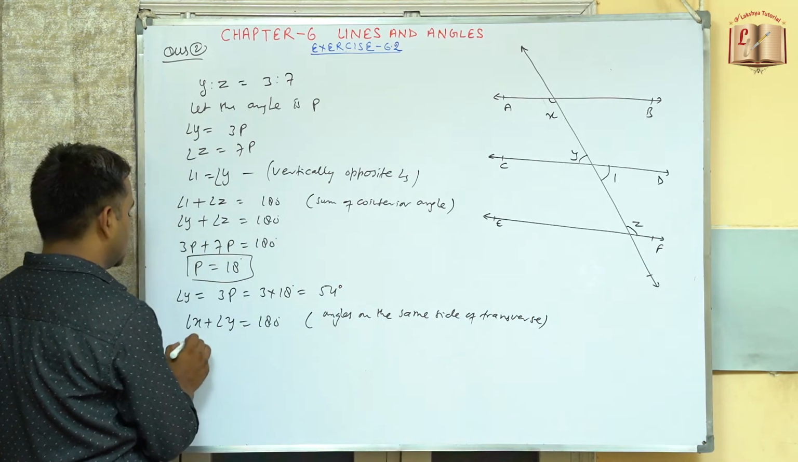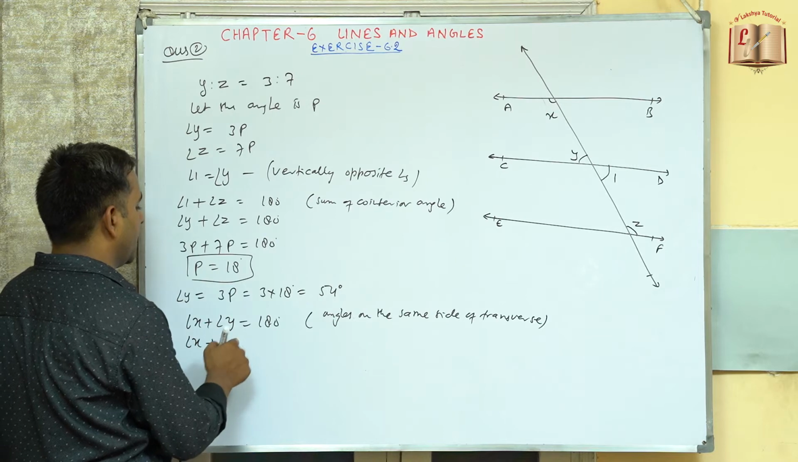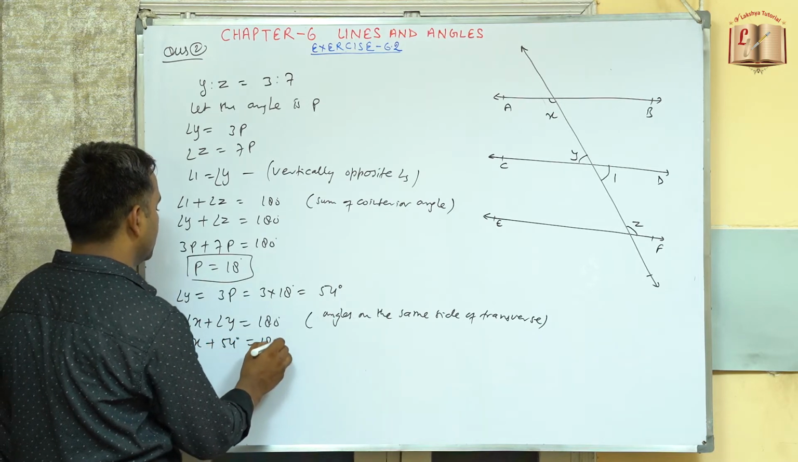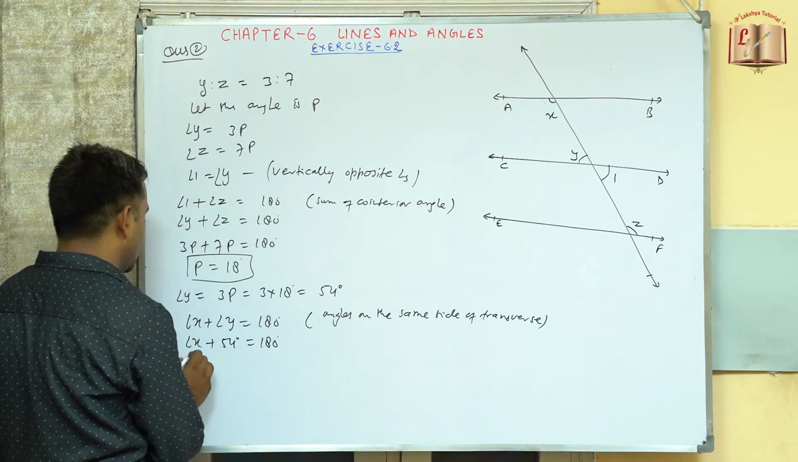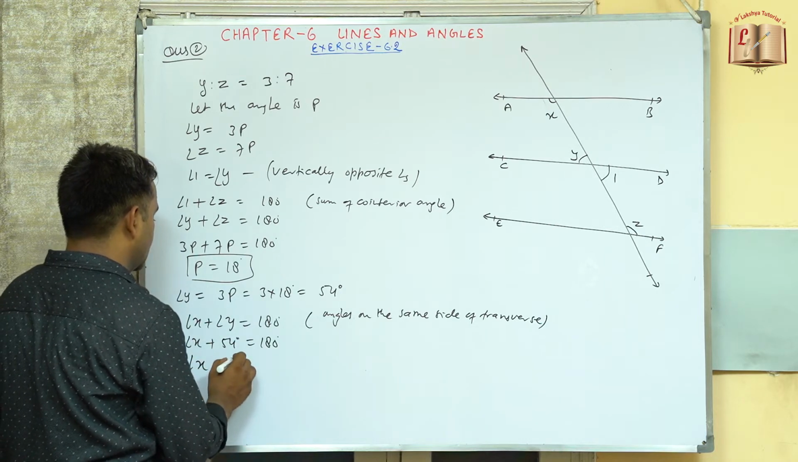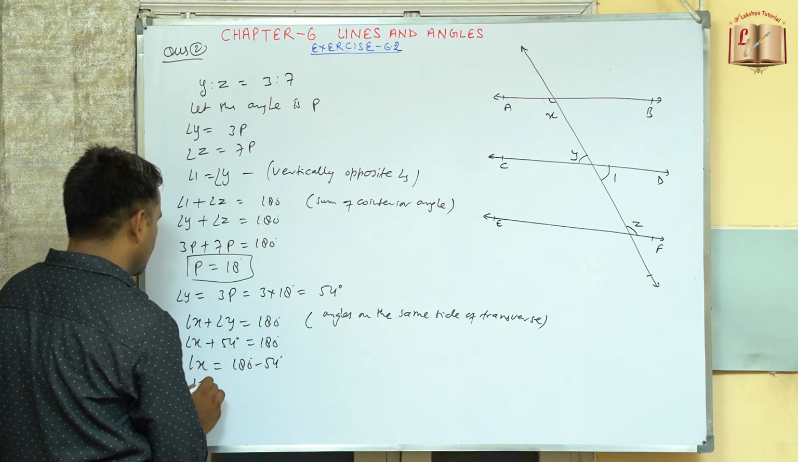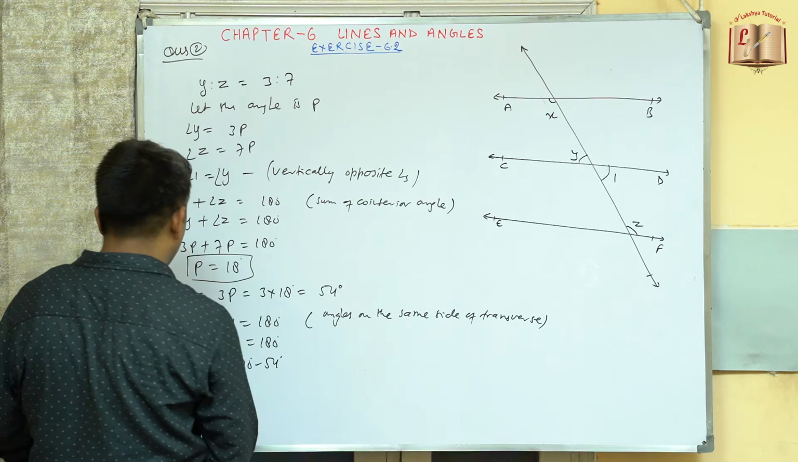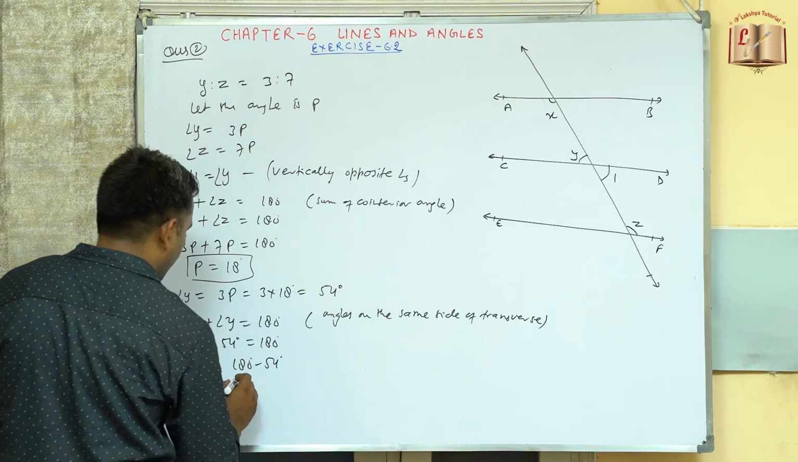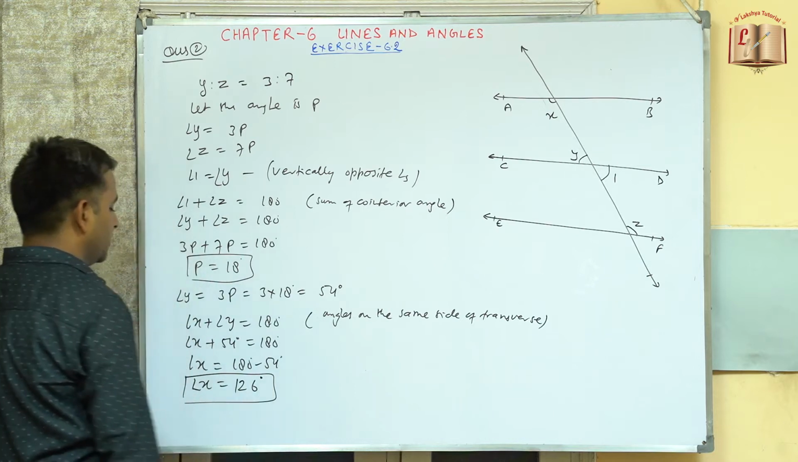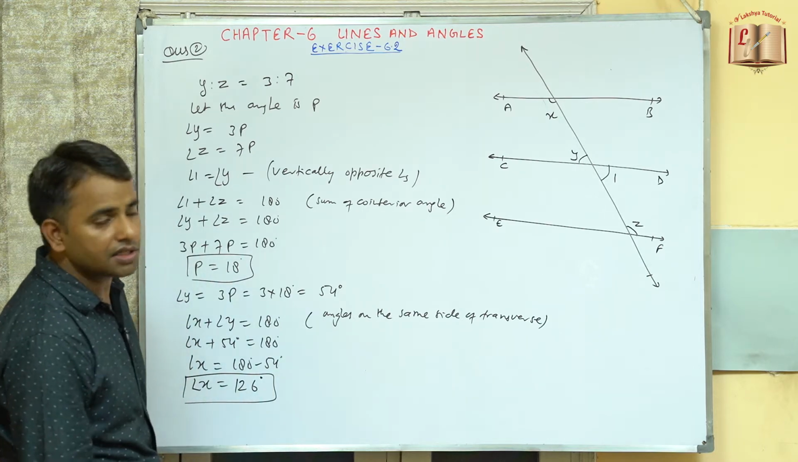So angle x plus angle y is already given as 54 degree. This equals 180 degree. So we get angle x is equal to 180 degree minus 54 degree. Therefore, now we got angle x as 126 degree. So this is the value of angle x, 126 degree.